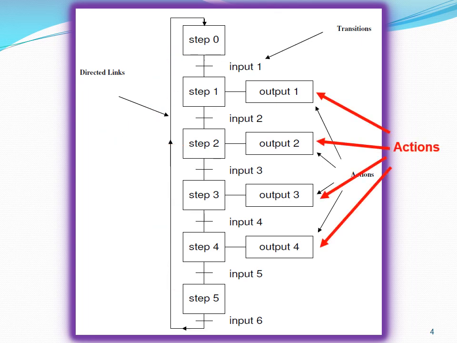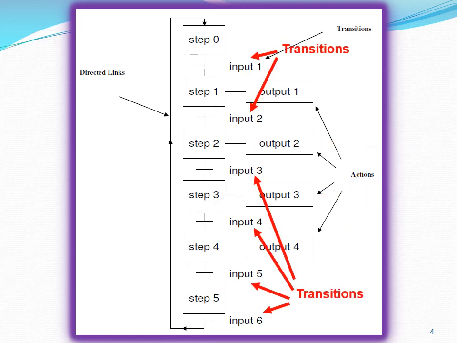Each step may be associated with some actions. In this example, step 1 is associated with output 1. This means that output 1 occurs or is activated during step 1. Similarly, output 2 occurs during step 2, output 3 occurs during step 3, and output 4 occurs during step 4. Steps 0 and 5 do not have any associated actions.